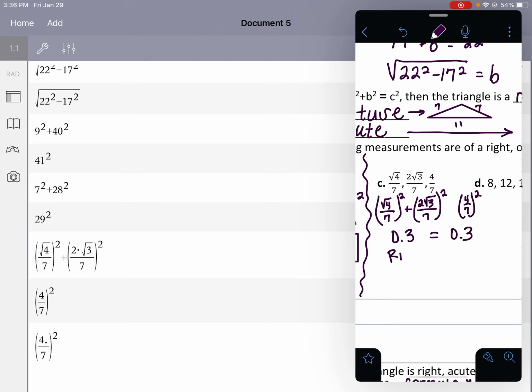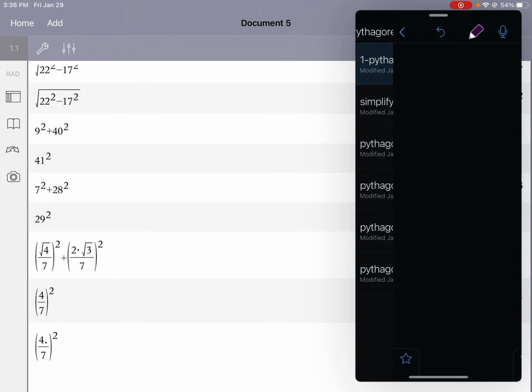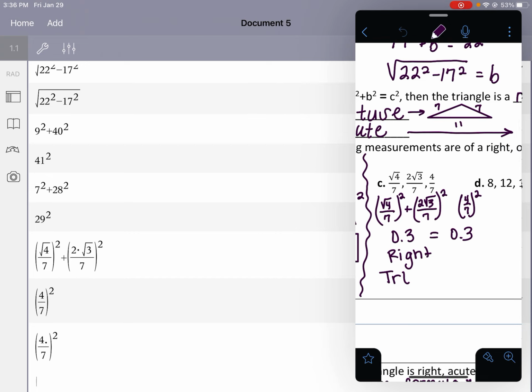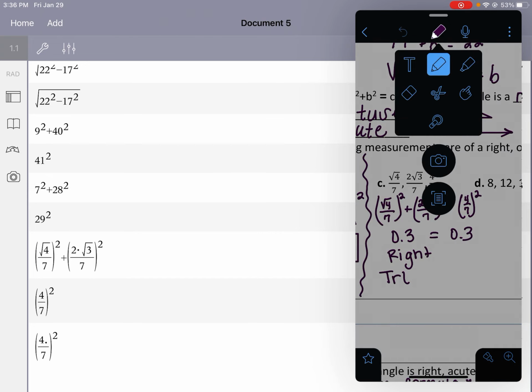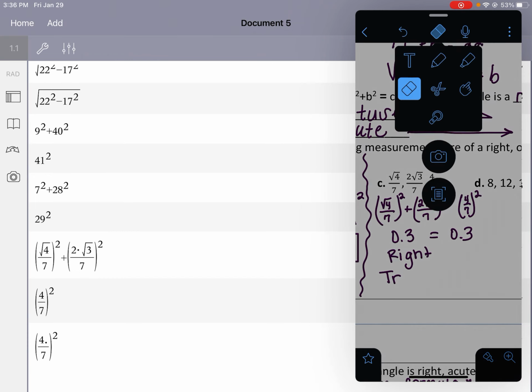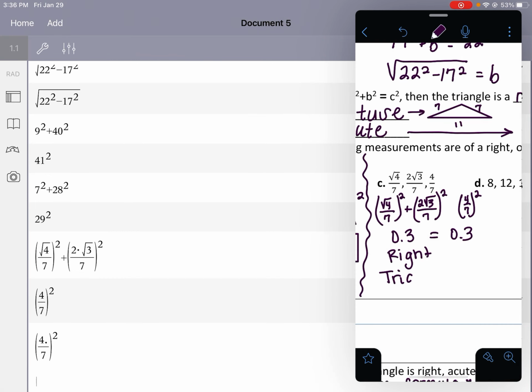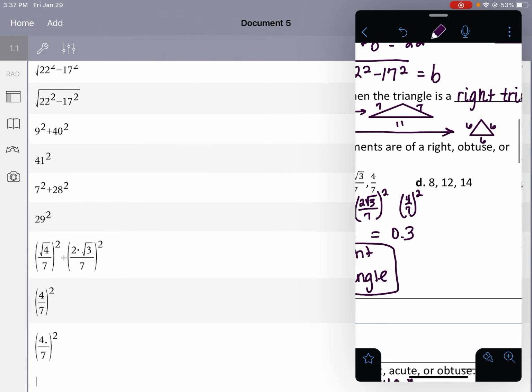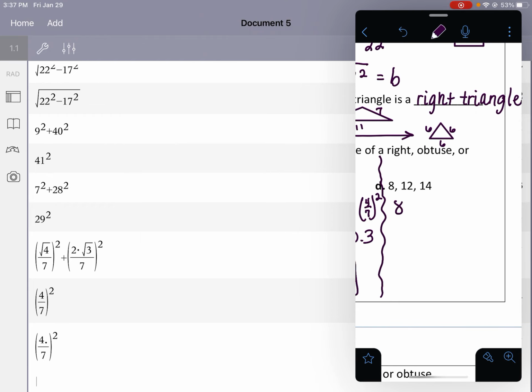Okay, so this is a right triangle. Oops, did not mean to click that arrow. Okay, and then last but not least, problem D, line right there. All right, this one's nice and easy. We just have 8 squared plus 12 squared, and we're going to compare it to 14 squared.